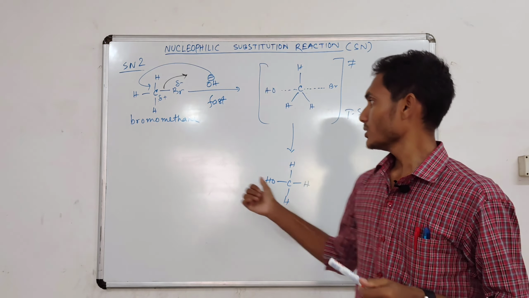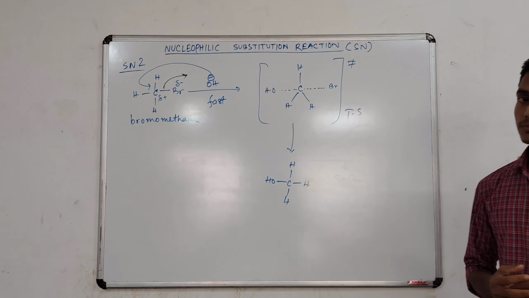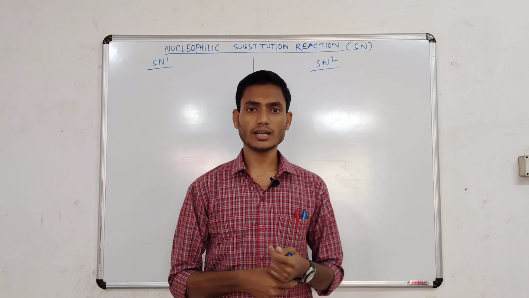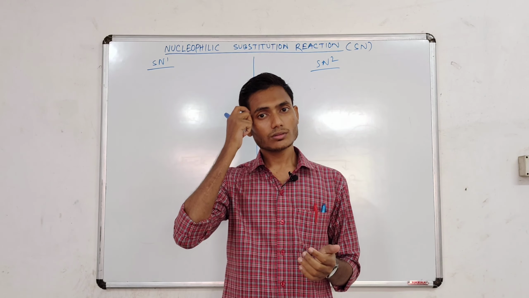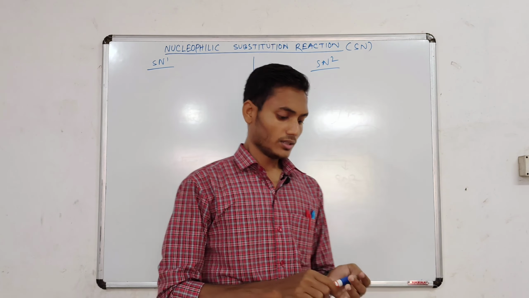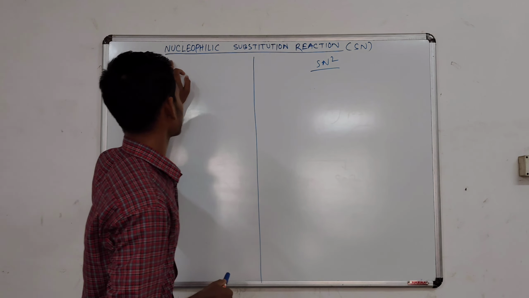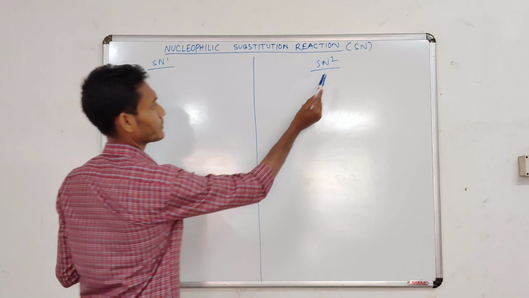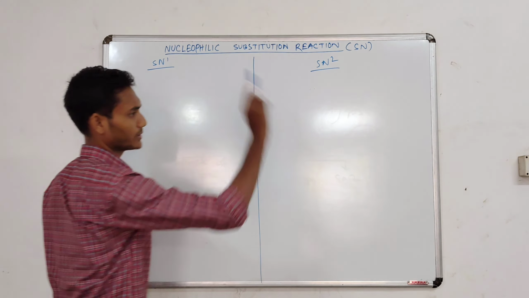So write down, or you can take a screenshot of that. Now we differentiate between SN1 and SN2 reaction. SN1 means unimolecular nucleophilic substitution reaction, SN2 means bimolecular nucleophilic substitution reaction.